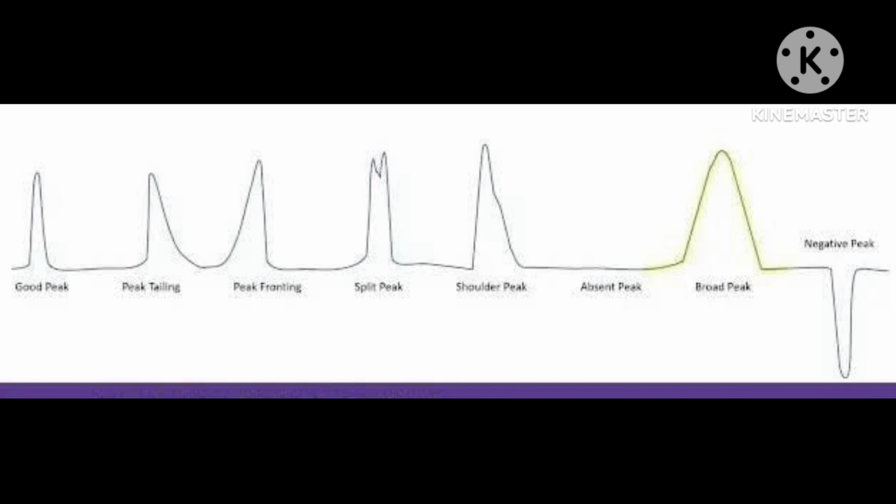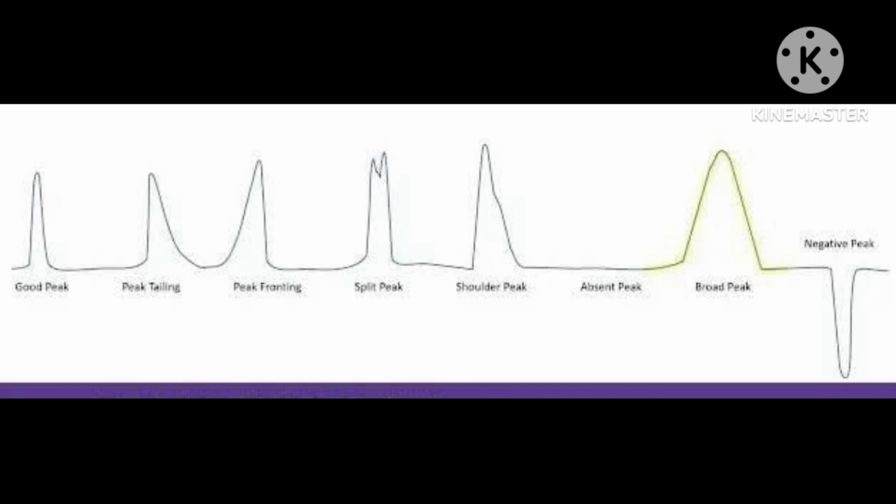Next one, sample related issues. If any sample related issues are there, then also peak broadening occurs. Sample matrix effect. The sample matrix can interfere with the separation process, leading to broadening peaks. Poor sample preparation. If the sample is not properly prepared or if there are impurities present, this can lead to broad peaks.